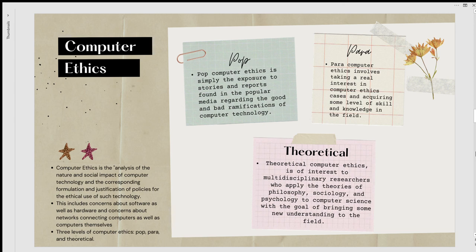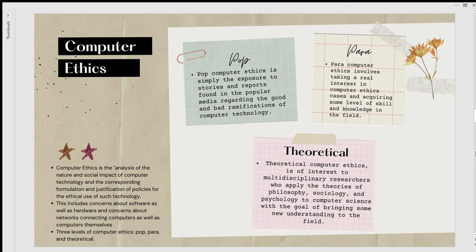Next is yung para ethics naman. So, para ethics, this involves having a genuine interest in computer cases and acquiring some levels of risk and knowledge in the field, such as para magiging knowledgeable ka regarding sa mga computer viruses tsaka computer system na dinesign para sa mga handicapped persons.